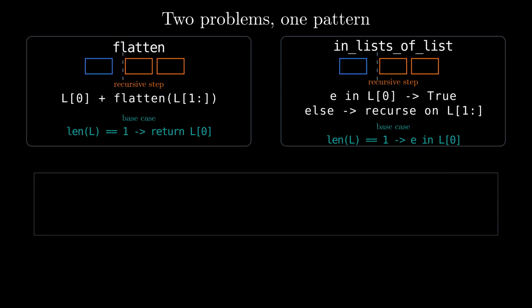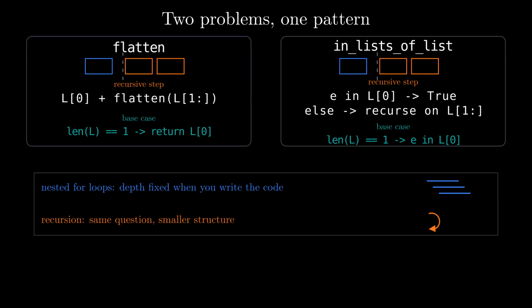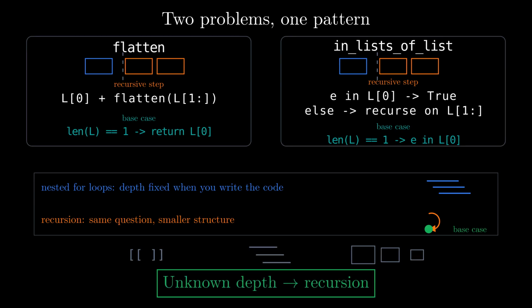The larger lesson: nested for loops force you to hard-code the nesting depth in advance, while recursion re-asks the same question of a smaller structure until it bottoms out. When data nests to unknown depths, sublists, folders, rooms behind doors, reach for recursion.